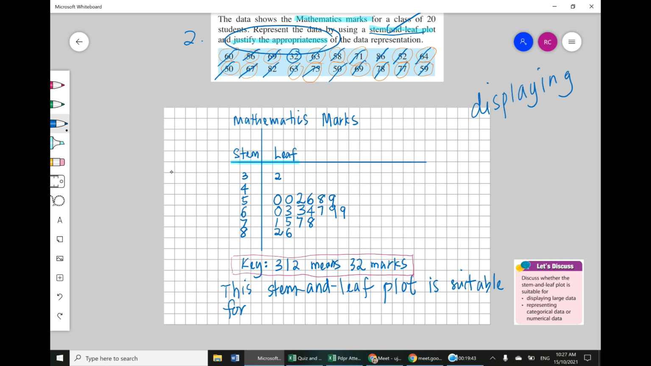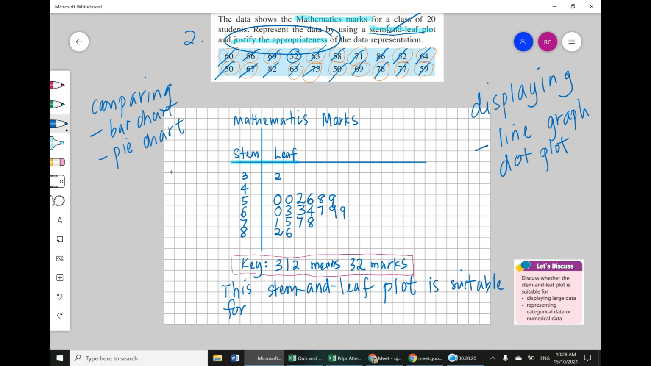Which ones do we use displaying? The line graph, the dot plot, and the stem and leaf plot that we are doing right now. Whereas for the rest, we use the word comparing. This bar chart is suitable for comparing, and also the pie chart. Yes, very good. So hopefully you remember this. You must use this word. I give you the key already.